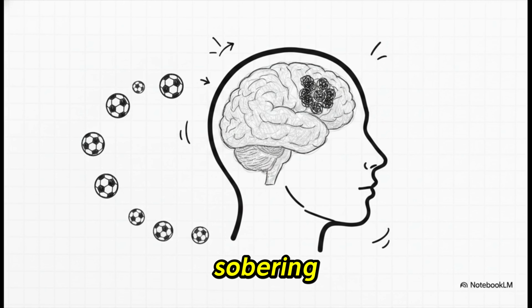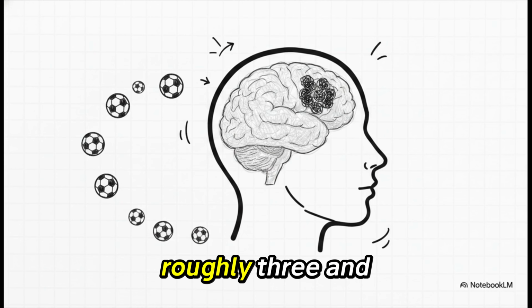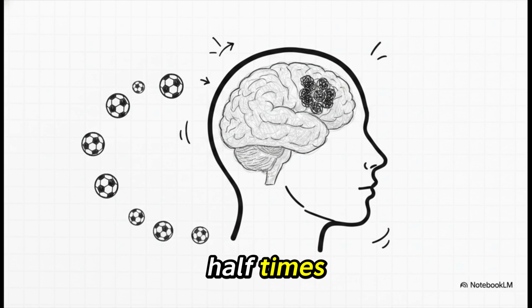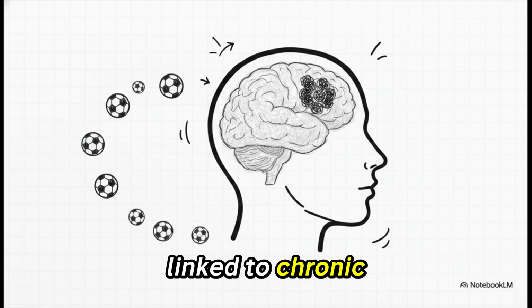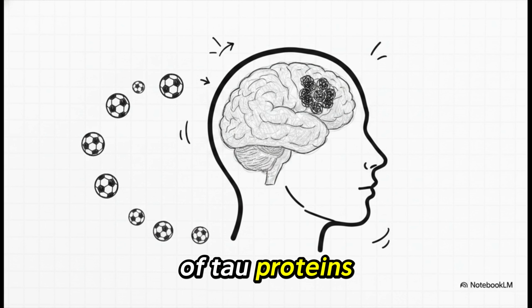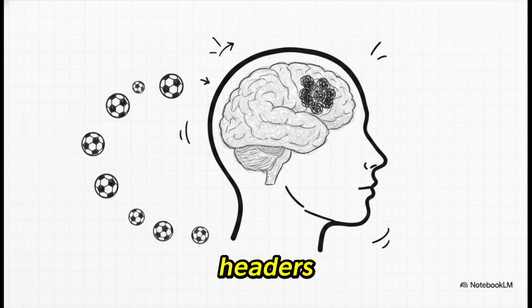The data is sobering. Ex-professional footballers face a neurodegenerative mortality risk roughly 3.5 times higher than the general population. 3.5 times. This is directly linked to chronic traumatic encephalopathy, or CTE, which is caused by the buildup of tau proteins in the brain, particularly destroying the frontal white matter after years and years of repeated headers.